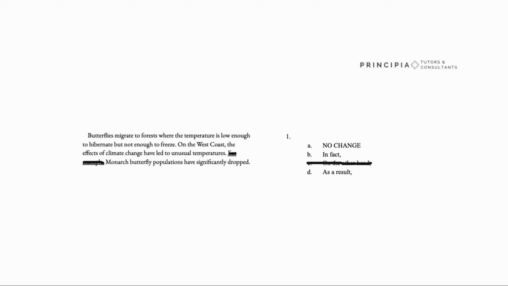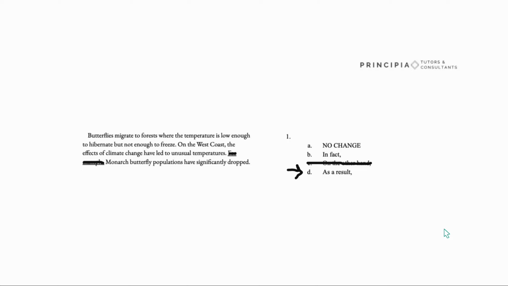Now, we need to determine the difference between A, B, and D. A and B are both continuers, meaning they expand on the thought prior. However, D shows a consequence of the result of the first sentence. So, D would be our answer choice.